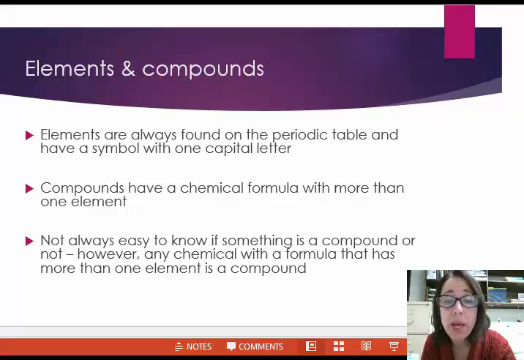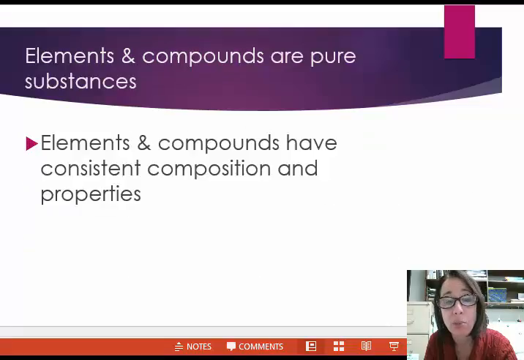So, to sum up, elements are always found on the periodic table and have a symbol with 1 capital letter. Compounds have chemical formulas with more than 1 element, and I have to say it's not always easy to know if something is a compound or not. However, any chemical with a formula that has more than 1 element in it is definitely a compound. Furthermore, both elements and compounds are pure substances and thus have consistent composition and properties.